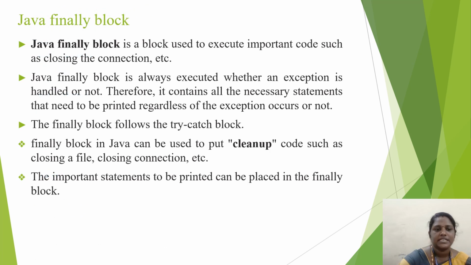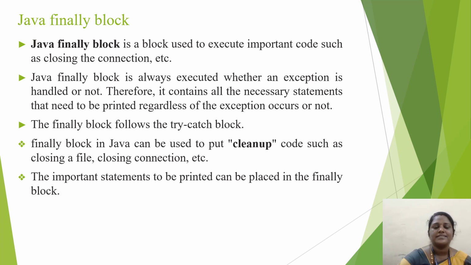The next one is the Java finally block. This is an exception handling keyword. The finally block must be executed whether the exception is handled or not. The Java finally block is used to execute important code of the program, such as closing connections. The Java finally block is always executed. Therefore, it contains all the necessary information that needs to be printed regardless of whether the exception occurs or not.